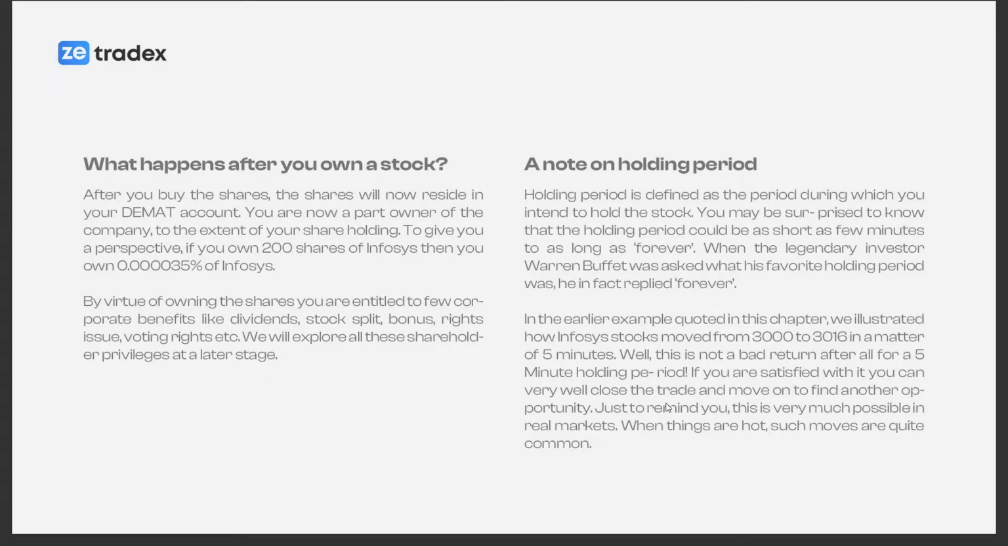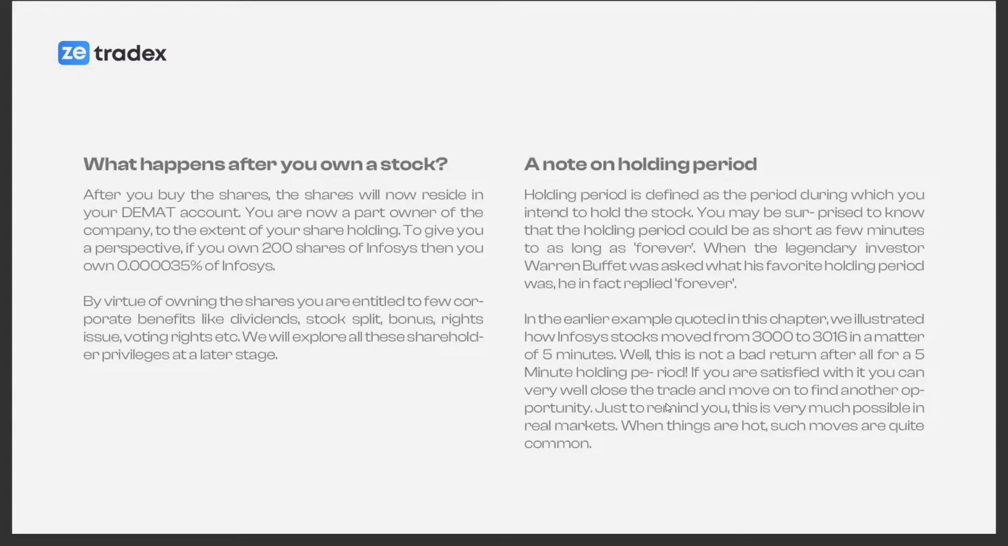So what happens after you own a stock? After you buy, the shares will now reside in your demat account. You are now a part owner of the company to the extent of your shareholding. And to give you a perspective, if you own 200 shares of InfoSystem, then you own about 0.0035% of InfoSystems. But by virtue of owning the shares, you are entitled to a few corporate benefits like dividends, stock splits, bonus, rights issues, voting rights, etc. And we'll explore all these shareholder privileges at a later stage.